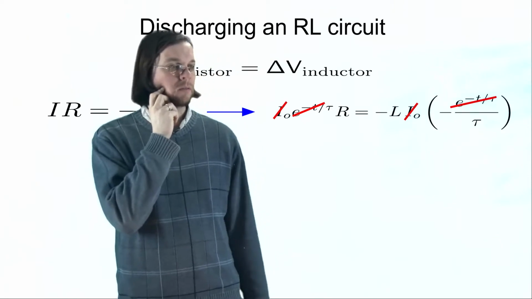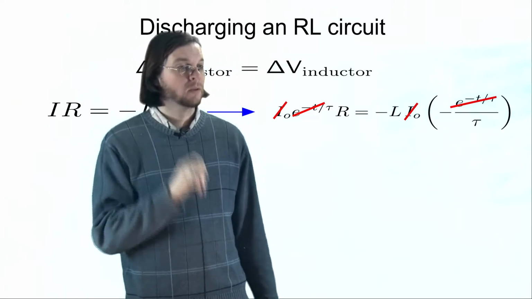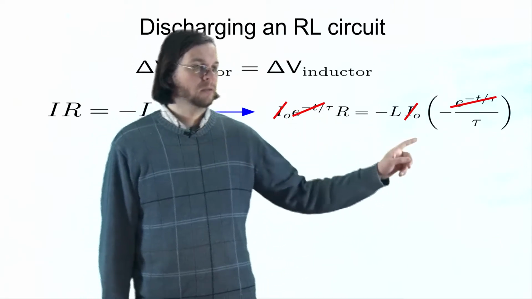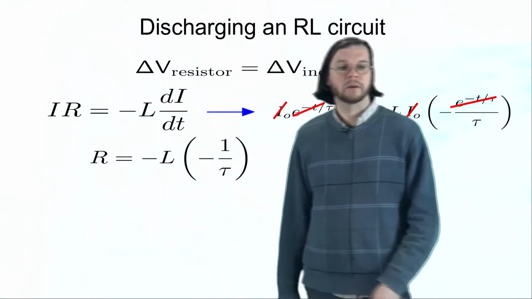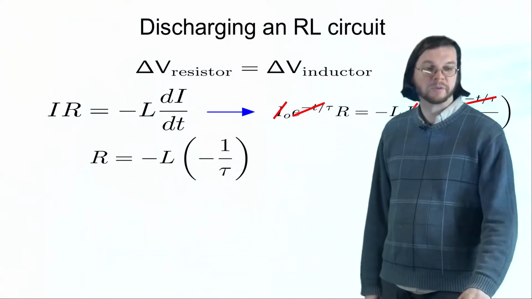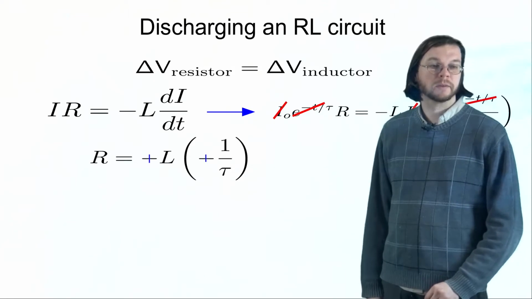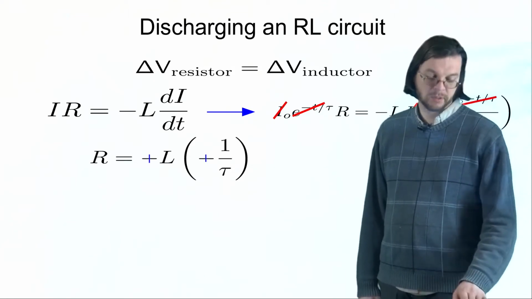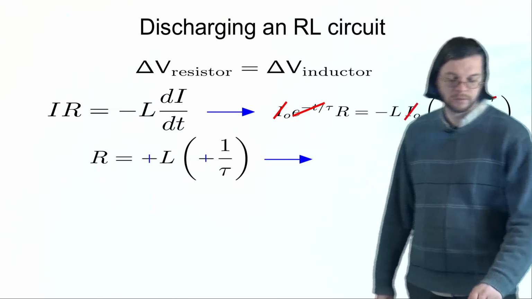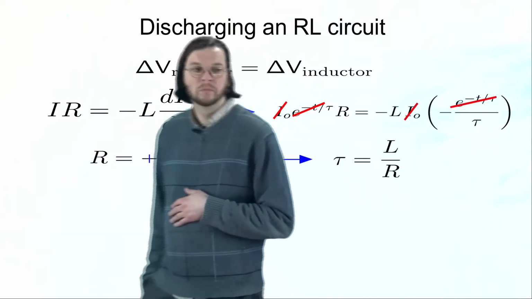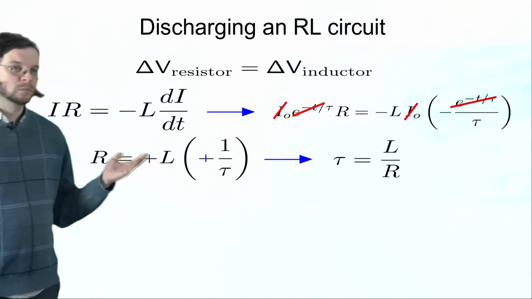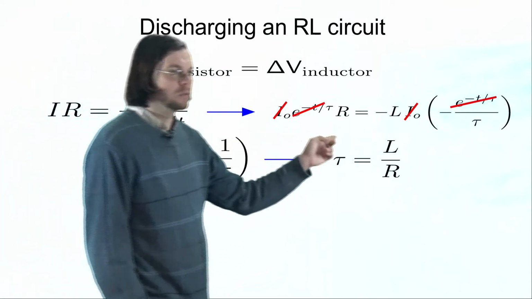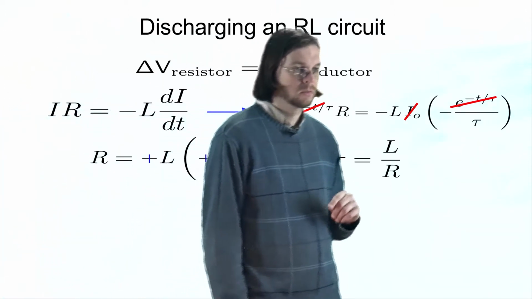The thing that you're left with is the R and the L and the tau, and you can solve for this tau. So you divide both sides by R, multiply both sides by tau in order to get this. Okay, so we found that the time constant is the inductance divided by the resistance.